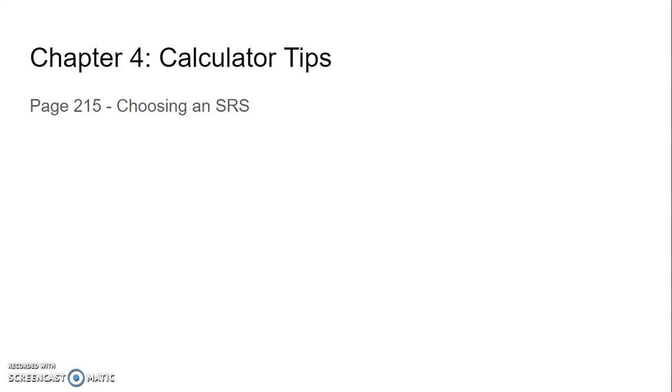Really, the only thing that we did with our calculator in chapter 4 was choosing a simple random sample. The most basic one that you can always do is just throw everybody's name in a hat and pull them out. But we sometimes said that that was not always the most efficient. So know how to assign every individual a number and then randomly choose those numbers using the random digit table or, as this says, using your calculator.